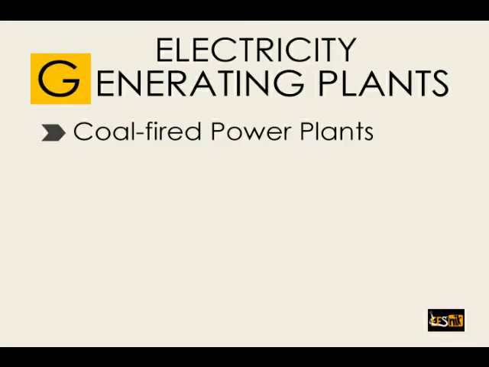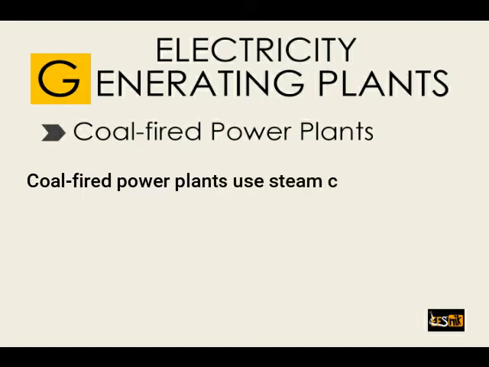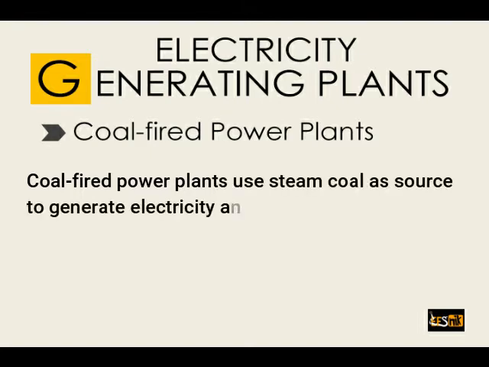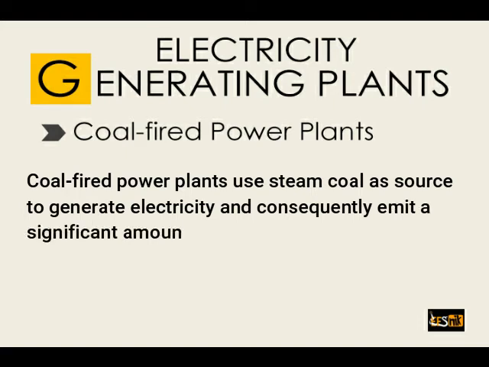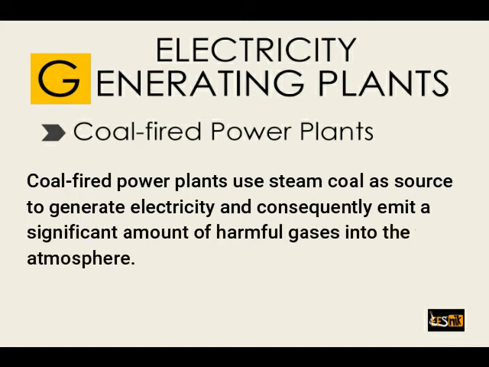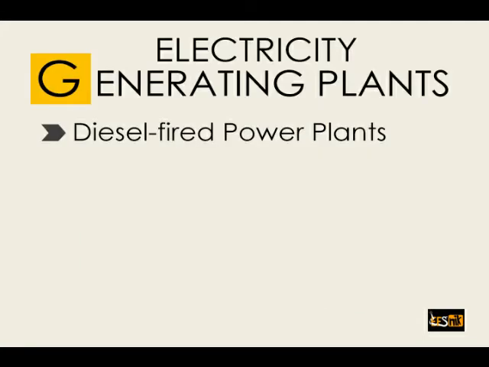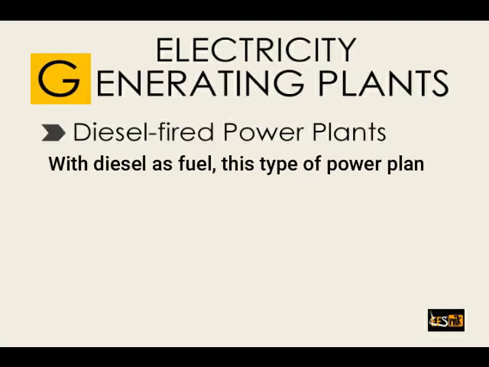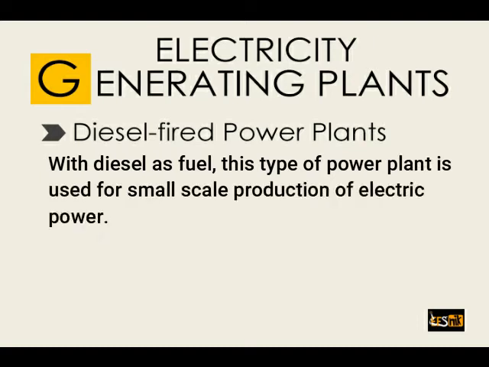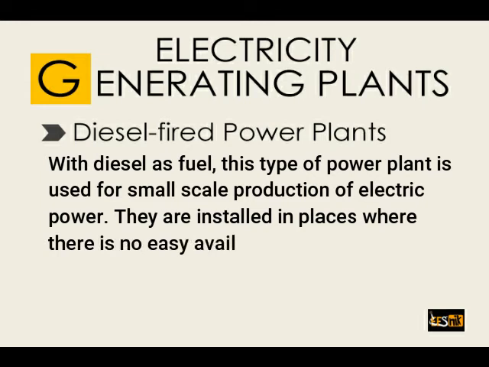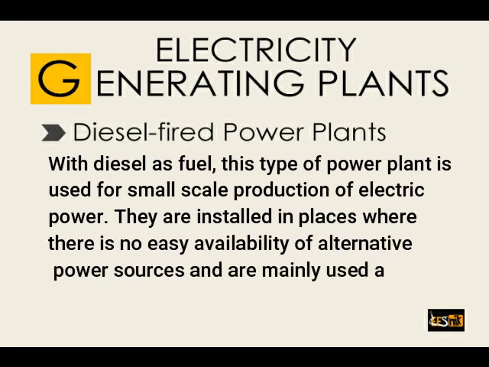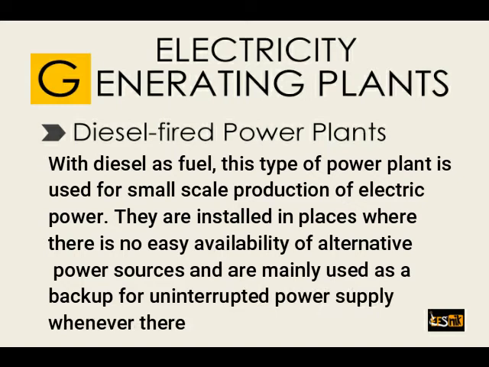Coal-fired power plants. Coal-fired power plants use steam coal as a source to generate electricity and consequently emit a significant amount of harmful gases into the atmosphere. Diesel-fired power plants. With diesel as fuel, this type of power plant is used for small-scale production of electric power. They are installed in places where there is no easy availability of alternative power sources.